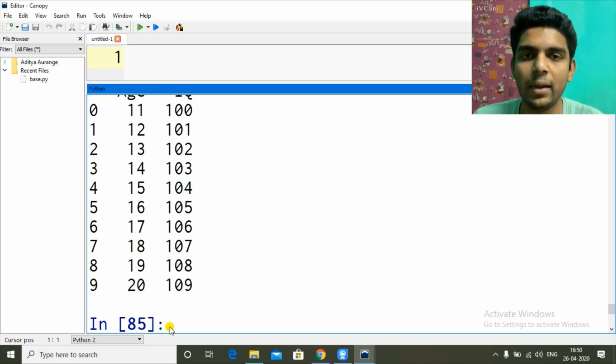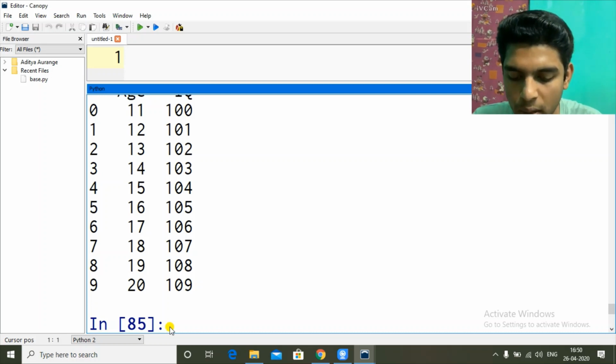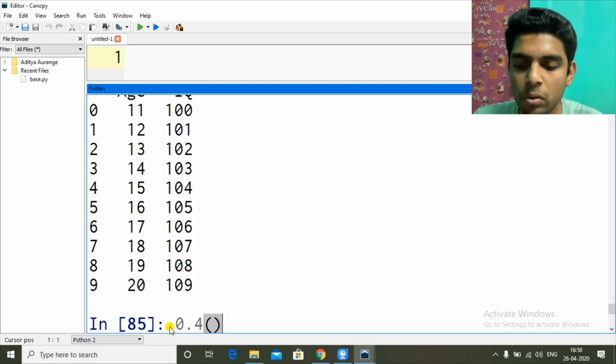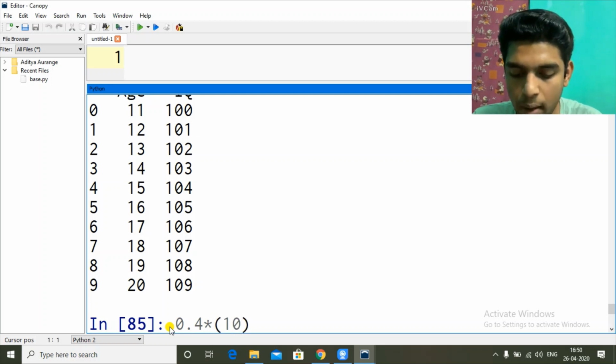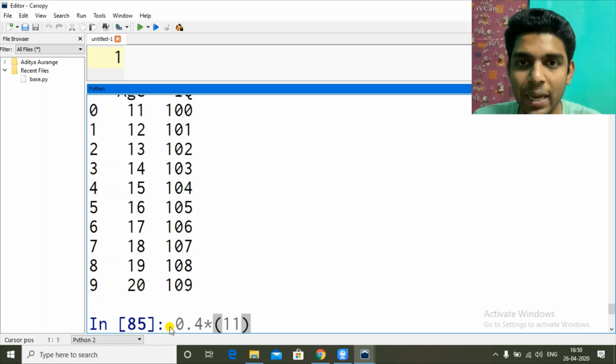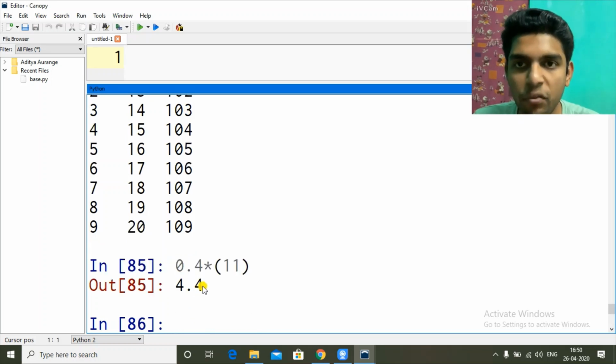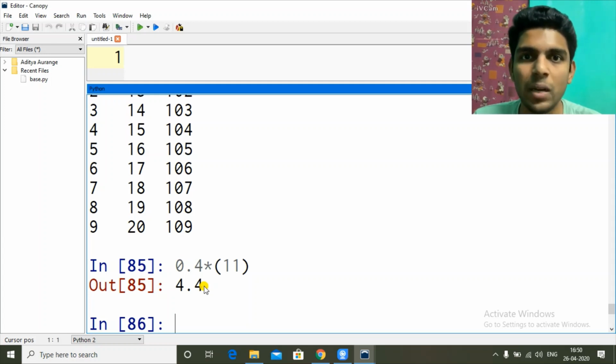So how do you find that? Suppose you are asked to find Q at 0.4. It is Q times (n plus 1). First do n plus 1 and then multiply it with Q. So you are given the quantile at 0.4, and that quantile value is multiplied with n plus 1. I have 10 values here, so 10 plus 1 is 11. So quantile times n plus 1 gives 4.4. So the 4.4th element is my quantile value at 0.4.